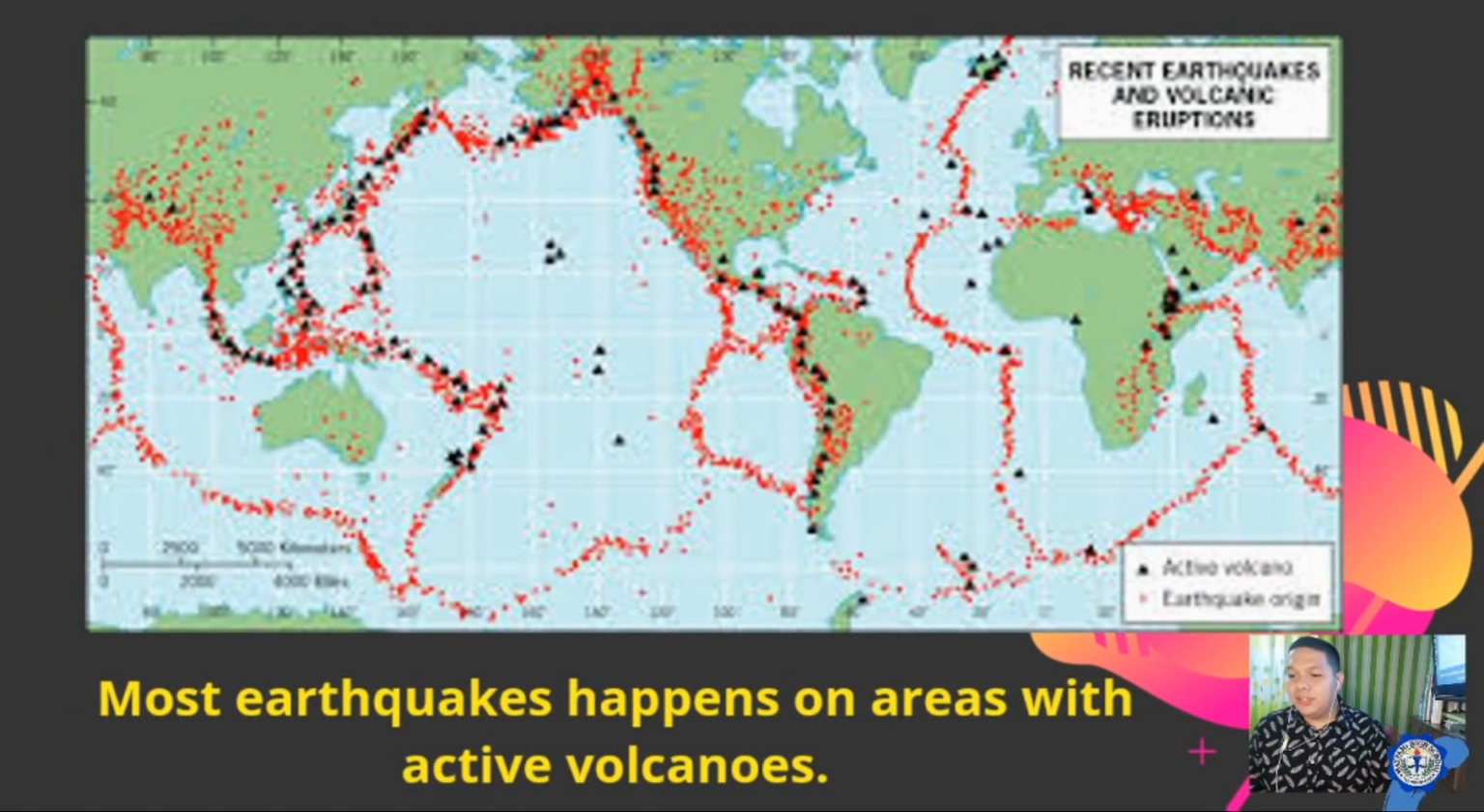The illustration above shows that most earthquakes happen in areas with active volcanoes. In the Pacific region, you have studied in your grade 8 science that the region is filled with lots of active volcanoes and active faults, and we call that area the Pacific Ring of Fire.